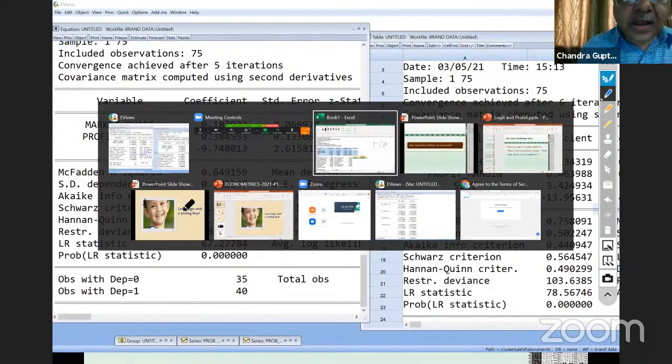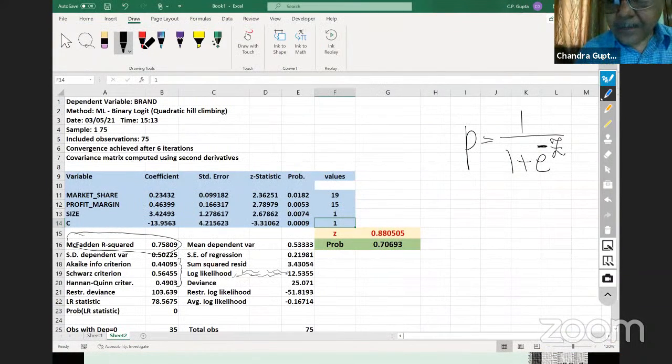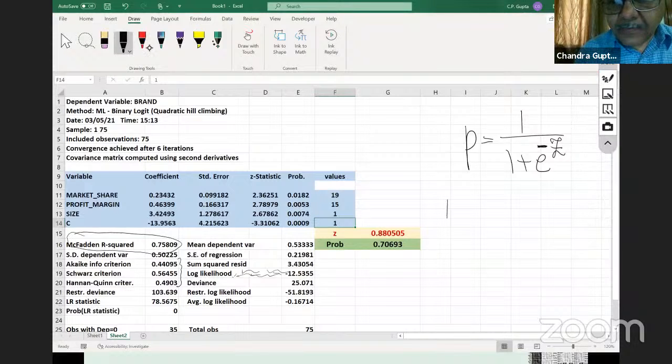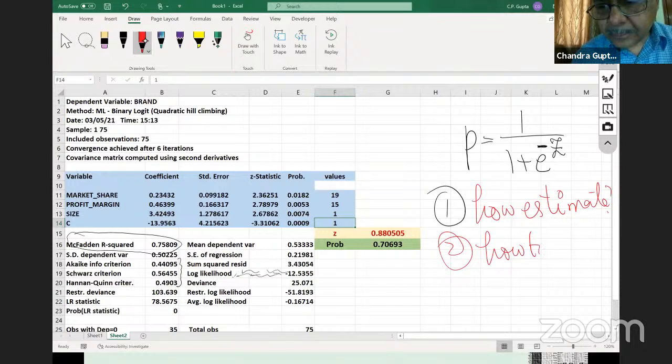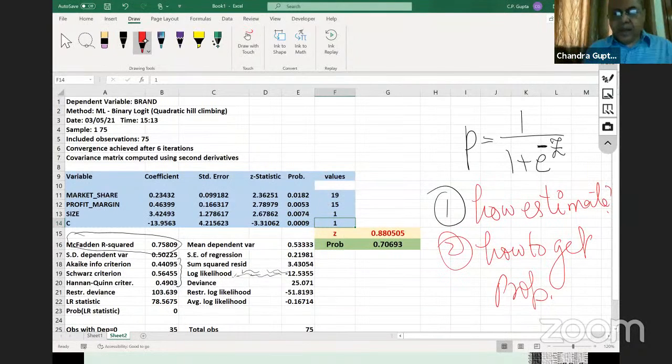Anyway, what we have learned is the following. We have understood how to estimate, how to get probabilities, and how to decide which model is a better model.